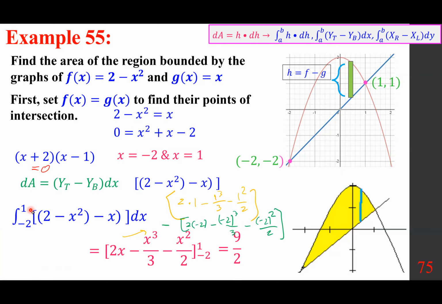Okay, that's the key, everybody, is to find and understand this typical rectangle. And this typical rectangle has the width and the height. The width is always dx or dy. So if we go along the x-axis it is dx, along the y-axis it is dy. And the height is the function at top minus the function at the bottom, or the function on the right minus the function on the left.